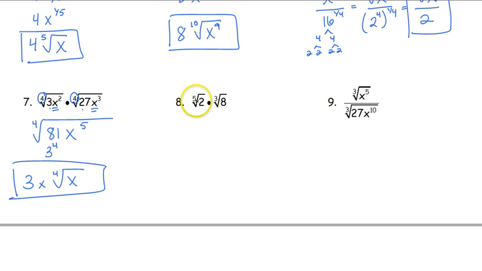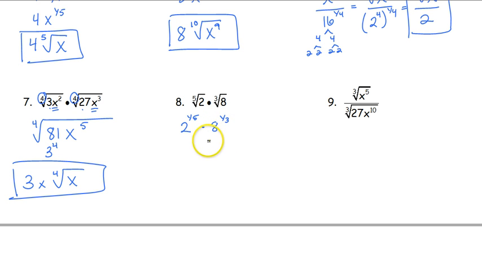Number 8, we've got the 5th root of 2, the cube root of 8. They don't have the same radical, they don't have the same base. So it looks like I can't really do much, so what I'm going to do is change it into fractional exponents and see if that helps. That's 2 to the 1/5, and that's 8 to the 1/3.